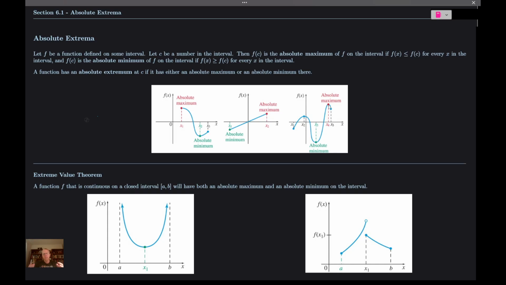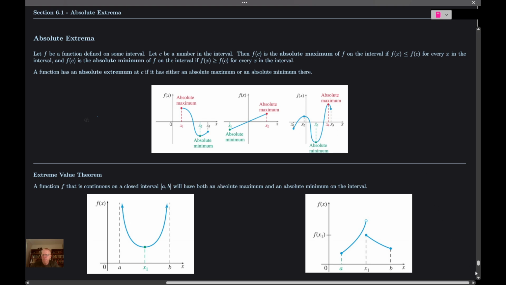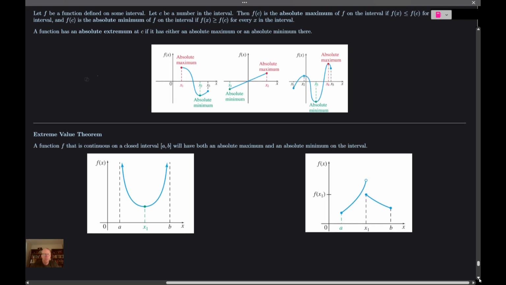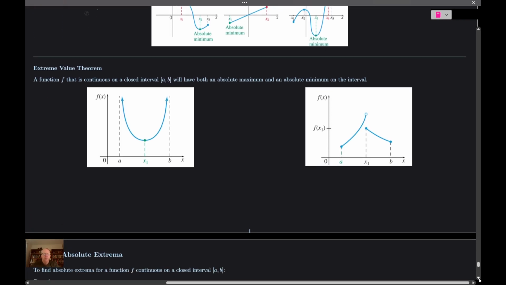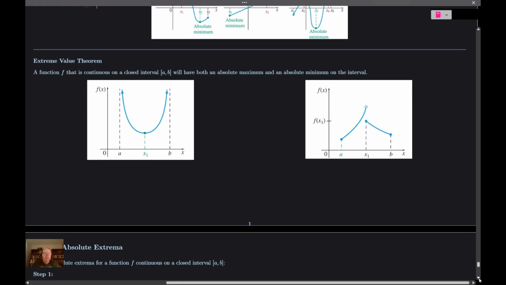So again, it doesn't have to be for the entire domain, but we do need a closed interval, and then we can find an absolute max or min. And that's what the extreme value theorem is talking about. A function that is continuous on a closed interval from a to b will have both an absolute maximum and an absolute minimum in the interval.